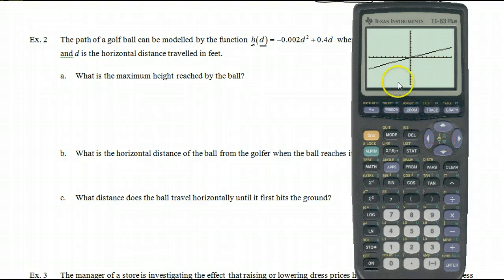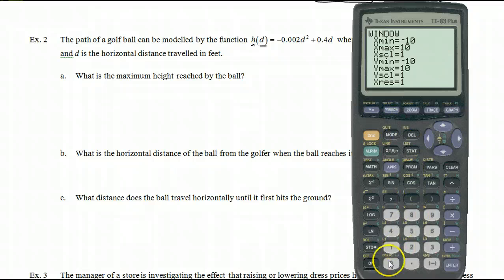Now, it almost looks like a straight line, but that's the window we're looking at, right? And we're trying to model the path of a golf ball. So let's reset the window. I'm not interested in any negative portion of the graph, so I can go from 0. Now, how far might the golf ball go? It's traveling in feet. Let's try 300 feet. We'll try a 100-yard drive.